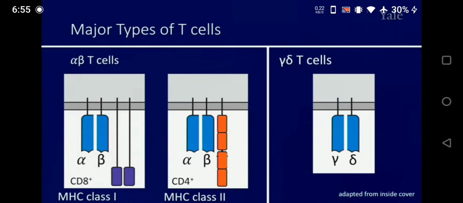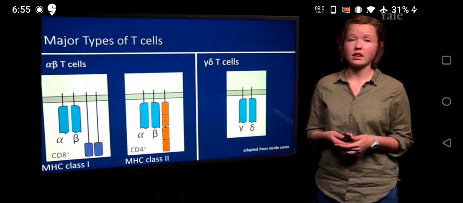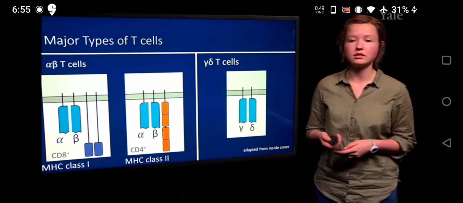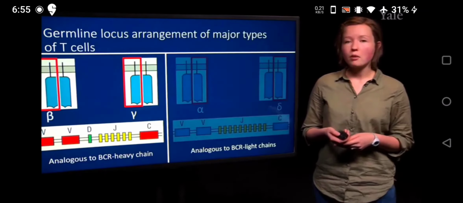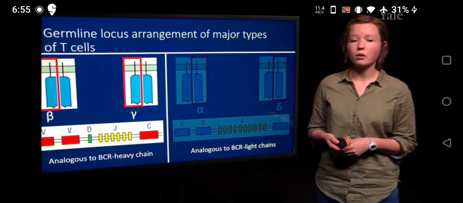They differ from the alpha beta T cells in that they have a gamma chain and a delta chain. However, alpha beta T cells are what we are primarily going to focus on during this lecture because they are more well understood and they are the more common type of T cell. But before we get into those stages, let's talk about these T cell receptors a little bit more.